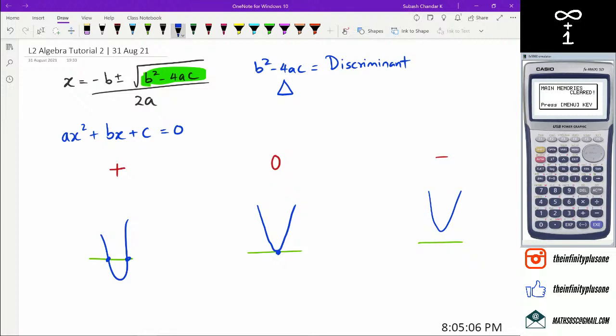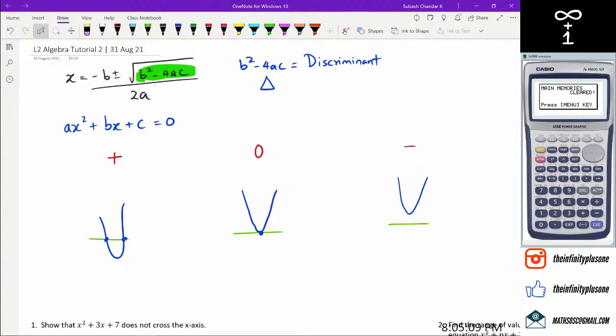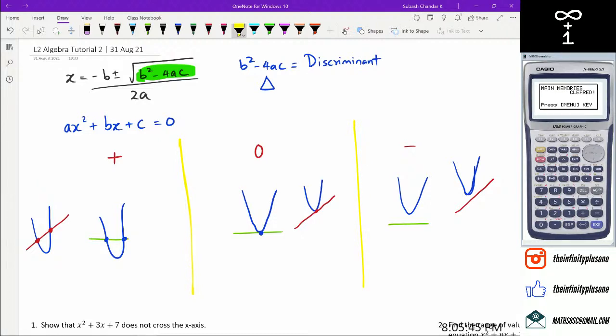Now, let's say we don't have an x-axis, but we have a straight line going through, then it could look like this. If the discriminant is positive, you could have a line going through like this, and you have 2 points where the parabola is cut. When it equals 0, you could have a straight line going on an angle, just touching it once. And finally, when the discriminant is negative, that generally means the line is not touching the parabola at all. So in reality, we've got these 3 situations.